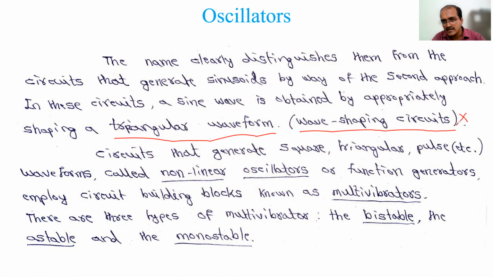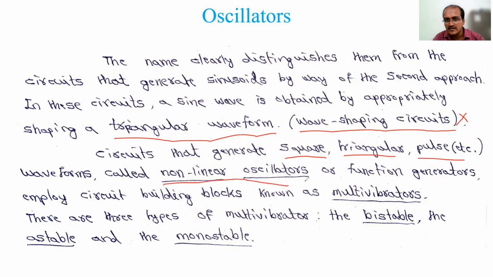We are discussing oscillators. Whatever oscillators we have discussed generate a sinusoidal wave, and for that there are two approaches: linear oscillators and wave shaping circuits. Now there are circuits that generate other kinds of waves, like square, triangular and pulse. You have seen these in a function generator, right? Those waveform generators are called non-linear oscillators.